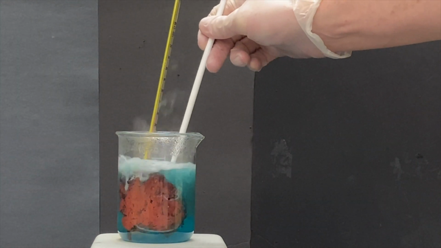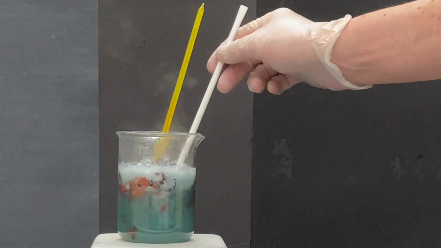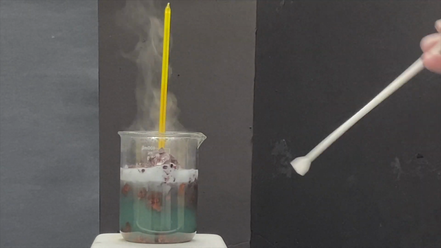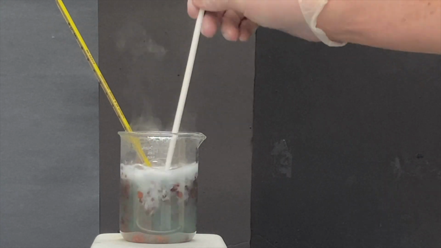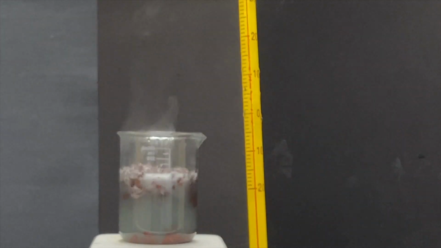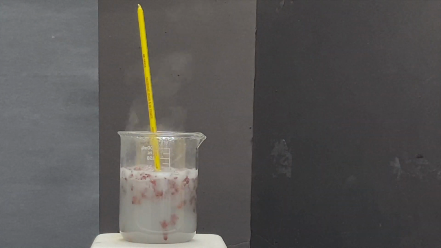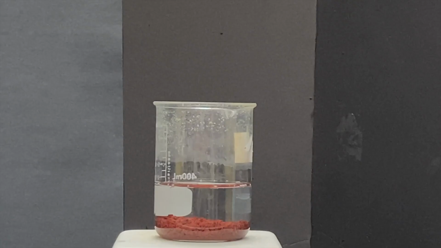The copper 2+ color of the solution, the pretty blue color, goes away very rapidly, as does the silver color of the aluminum foil, replaced by a colorless solution and brownish red precipitate, which of course is the copper 0 metal. The 6 electrons gained by the copper ions are the same 6 electrons lost by the aluminum, and this reaction is now charge balanced.